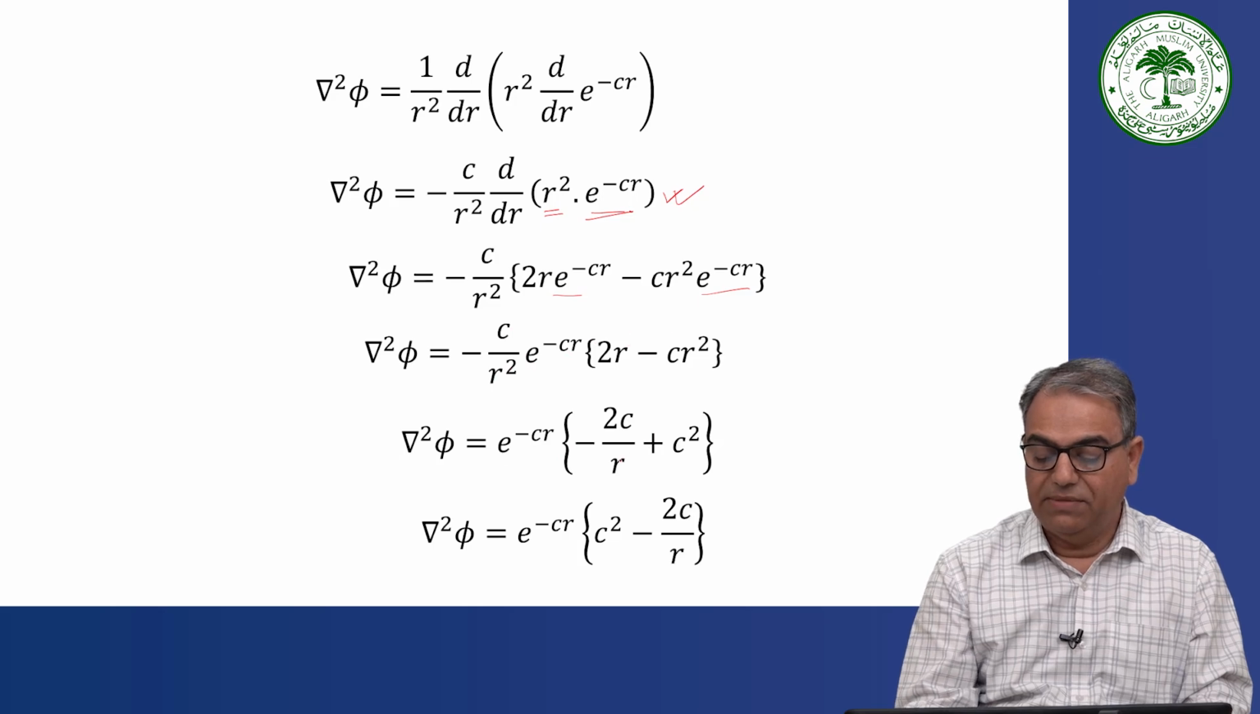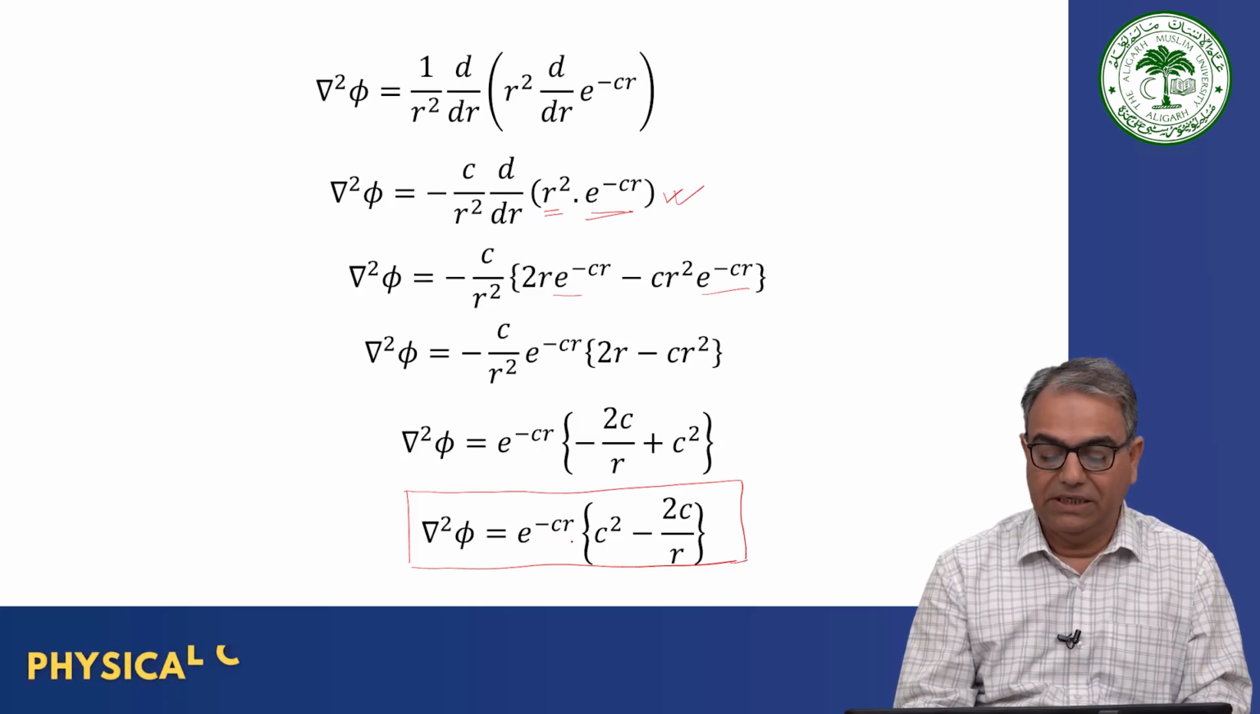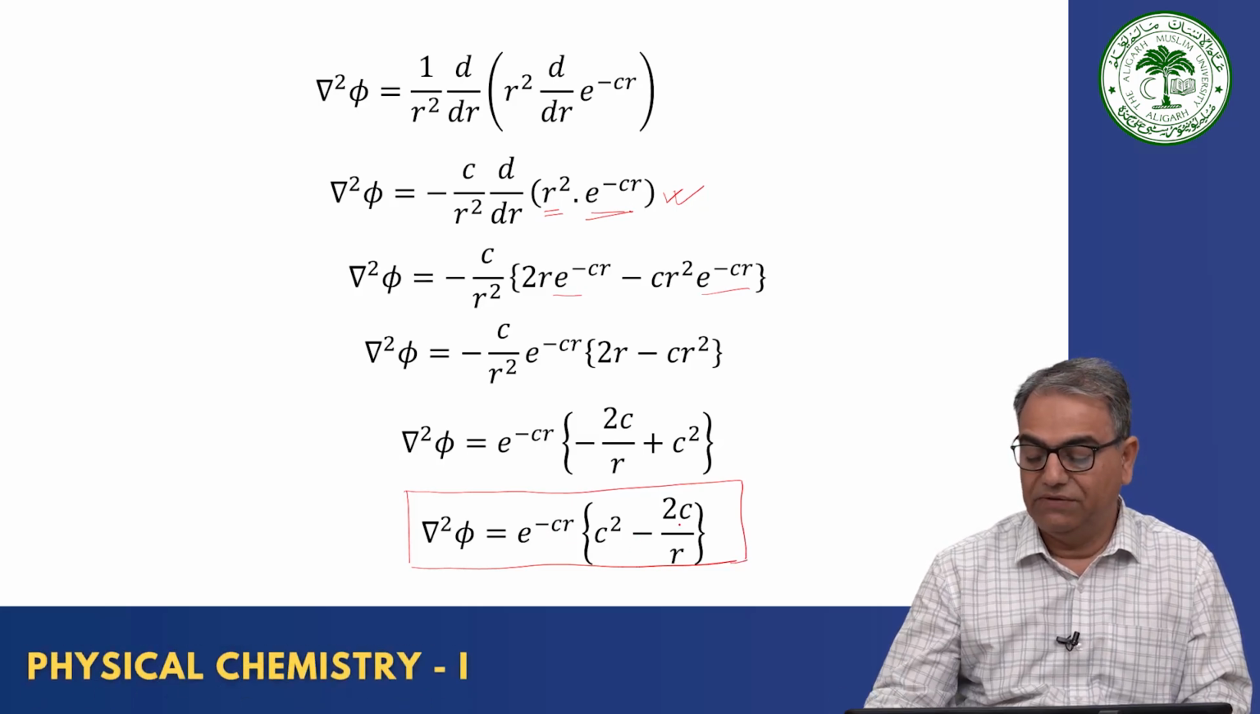If you multiply it by 1 by r square, and you bring this c also inside, then what you get is 2c minus 2c divided by r plus c square. So finally your del square, the Laplacian operator, when operated on the trial function phi gives you exponential minus cr (c square minus 2c divided by r).